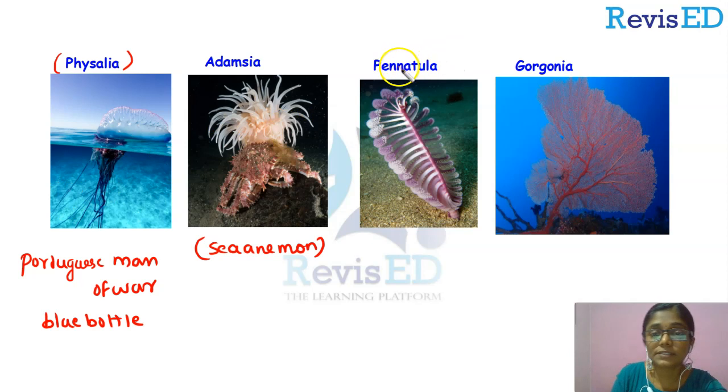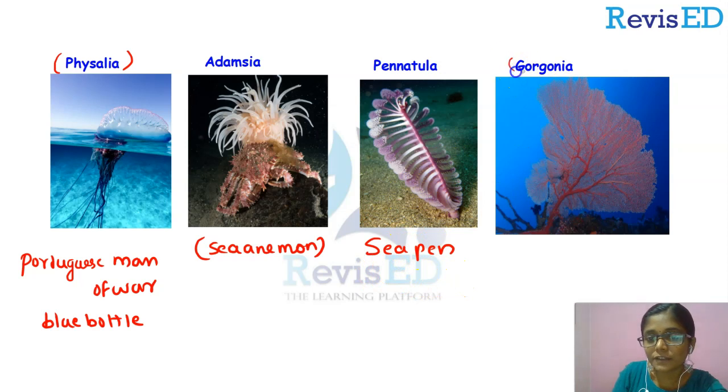Now about the third example, this is known as Pennatula, and the common name of this organism is sea pen. See, yeah, it is similar to the traditional pens that we use, like feather pens, right? This is similar to the structure of those feather pens, hence they are known as sea pen.